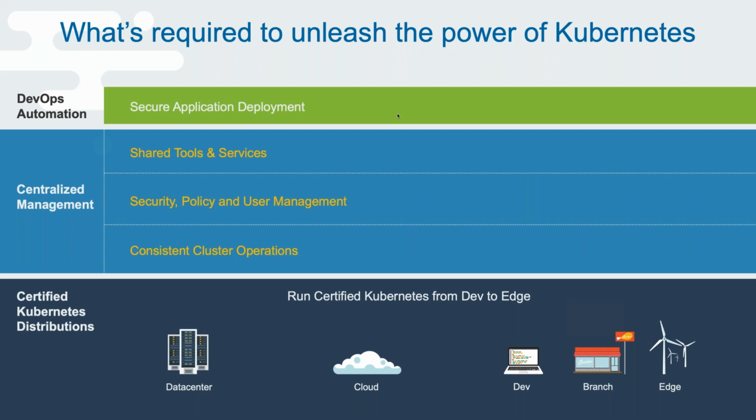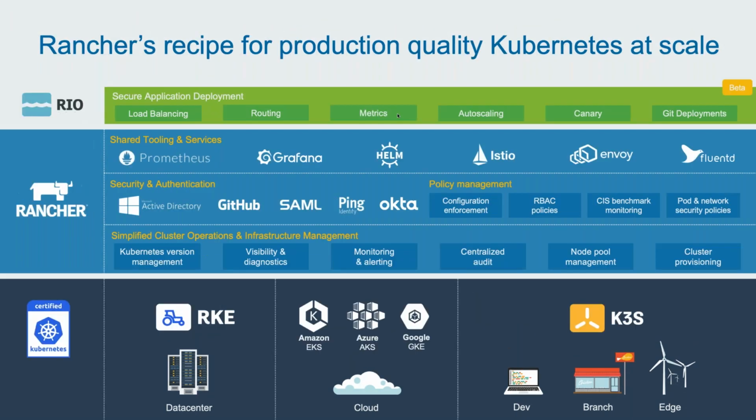And then lastly, a slightly newer aspect to this cube cake is the DevOps automation that sits on top, providing you with a secure application deployment environment, slightly prescriptive, that allows you to deploy your applications quickly and easily and securely. This is the way that we recommend you do that.